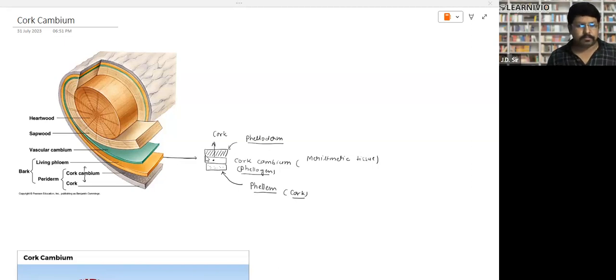So now make this one only. This is the structure only, and then I will make you note it down. Fine.